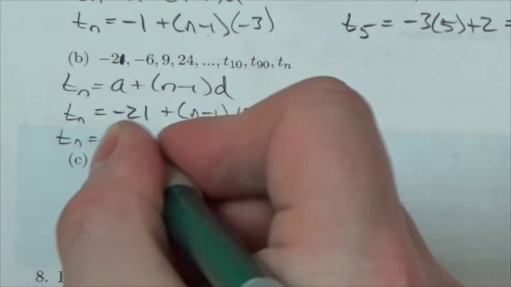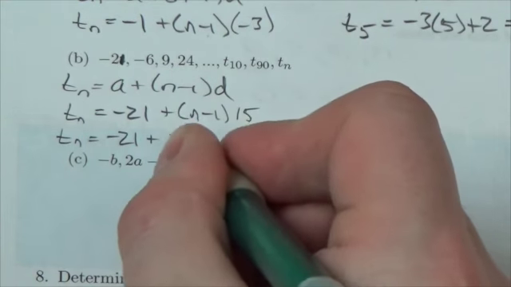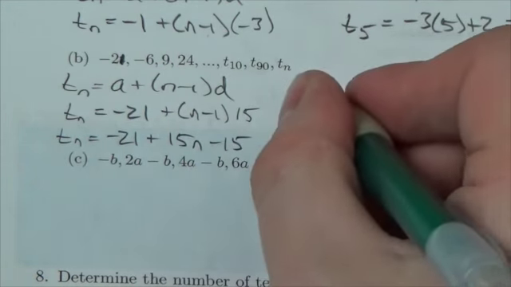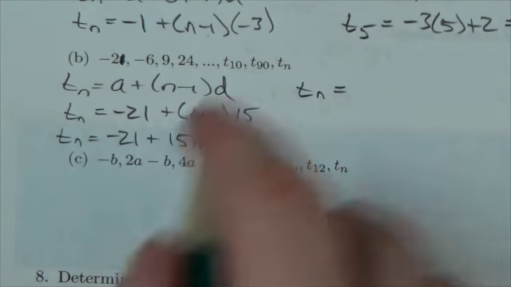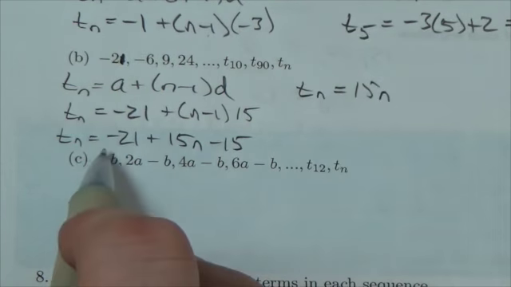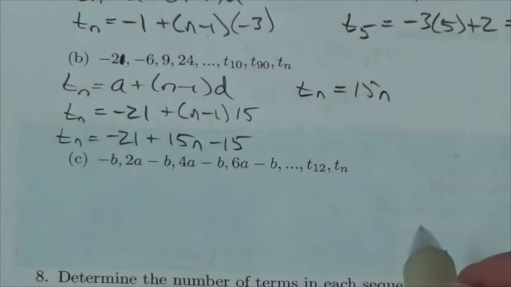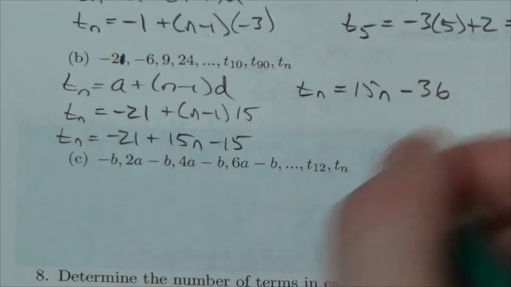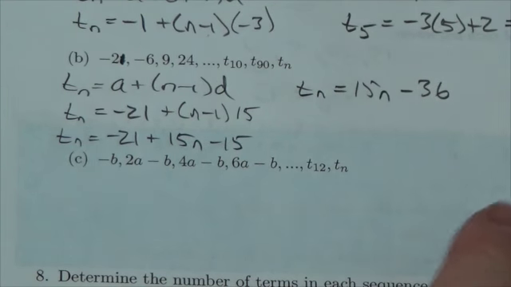So I'm going to expand this out just to get a nice little expression in terms of n. And so I'm going to get here that Tn, well, I'm going to have 15n, and then negative 21 minus 15. Well, that looks to me like negative 36. And so there's our nth term.